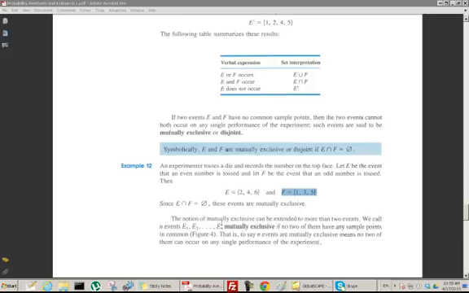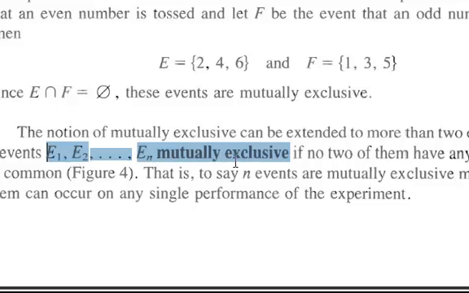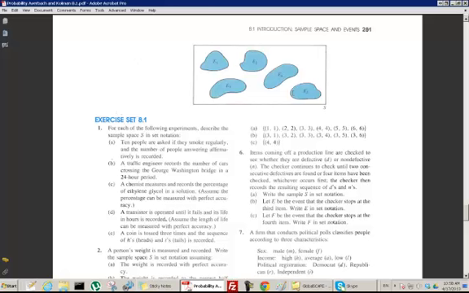The notion of mutually exclusive can be extended to more than two events. We can talk about n events as mutually exclusive, and the meaning will be if no two of them have any sample points in common. So you have to have all pairs of them have nothing in common, then we say that the n events are mutually exclusive, and no two can occur on any single performance of the experiment. So it's like this. No two of them have anything in common.